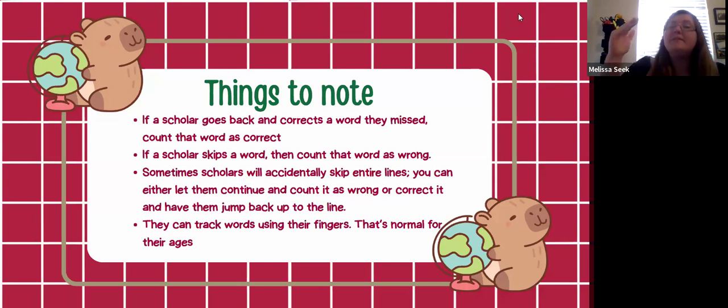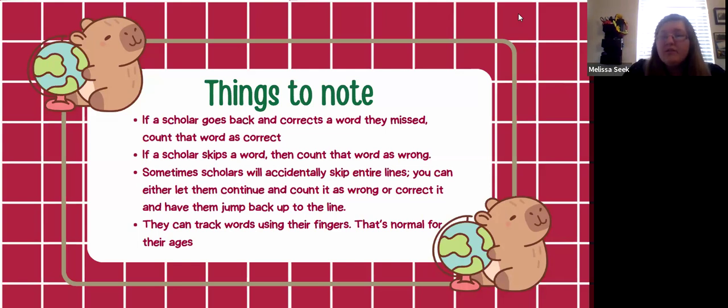Sometimes your scholars will skip entire lines. You can either let them continue and count the whole line as wrong, or you can encourage them and be like, hey, actually jump back up right here, start from this point, and have them reread it and go through it that way. Either way, it kind of does impact their final total, because either they went back and they lost some stuff or they just discounted that entire line. But it's really up to you and what you're doing with your scholar at that point.